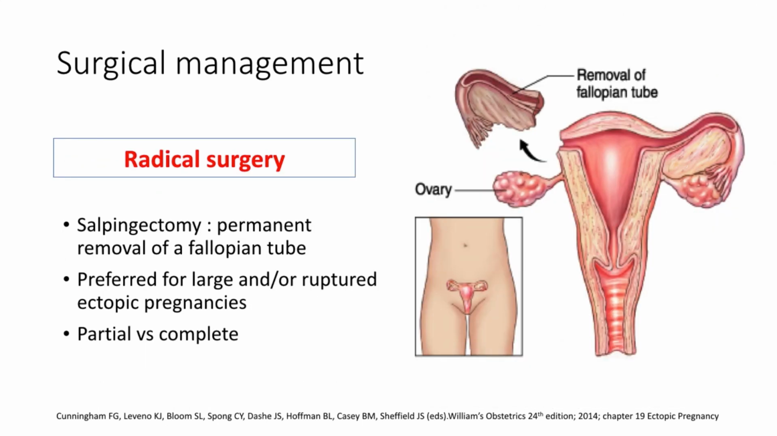Radical surgery techniques, on the other hand, are usually done through salpingectomy, which is a permanent removal or a section of a fallopian tube, and this is preferred for large and or ruptured ectopic pregnancies. And we have the partial versus a complete salpingectomy.